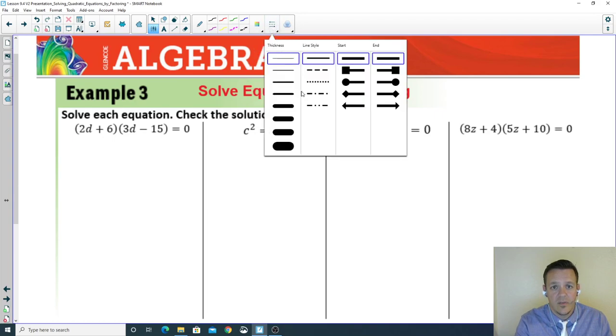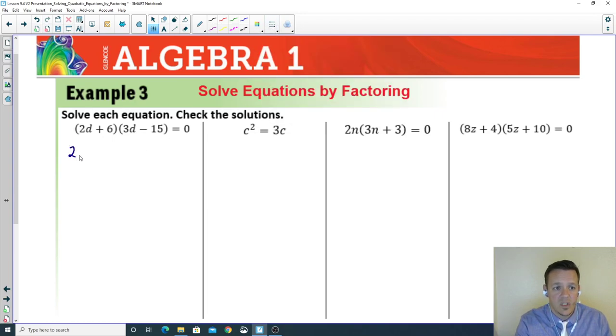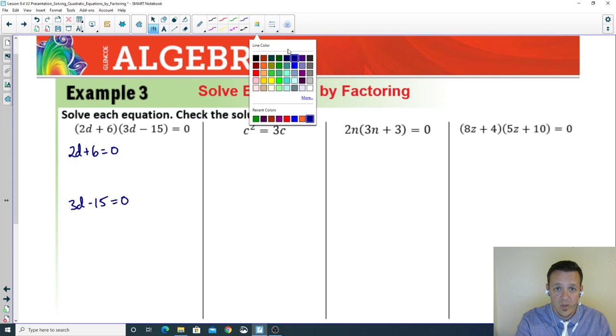So let's go. First lesson here is going to be, we're going to split this up. So it's going to be 2d plus 6 equals 0. And then you take the other extension here, and this would be 3d minus 15 equals 0. Pretty simple setup, right? So we're looking for two different examples.